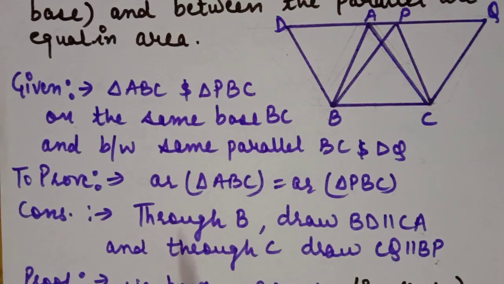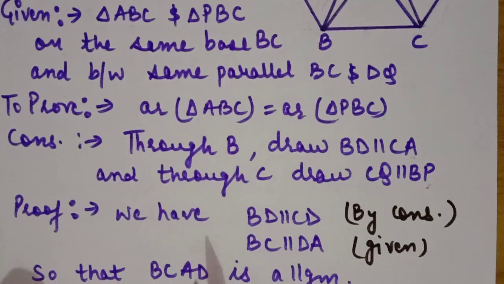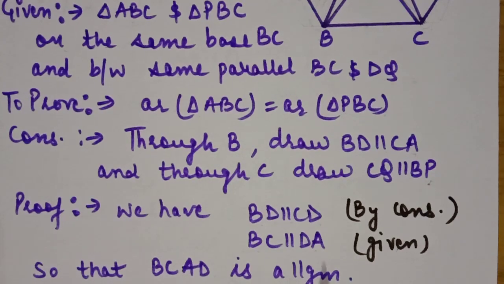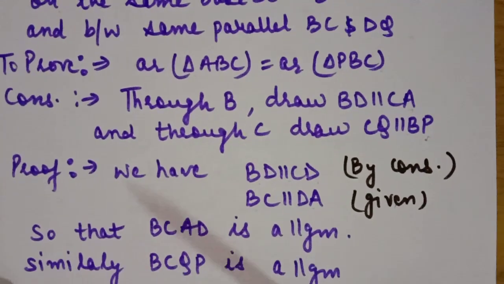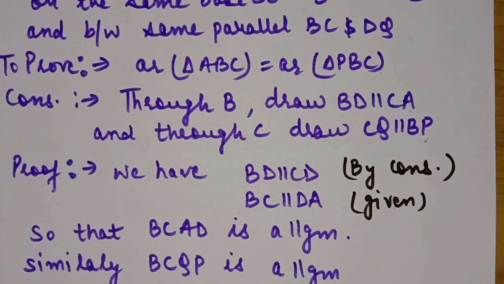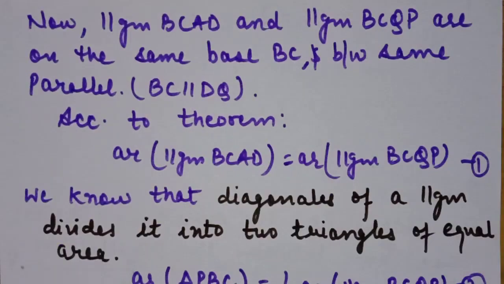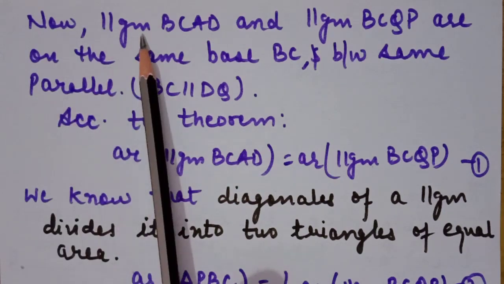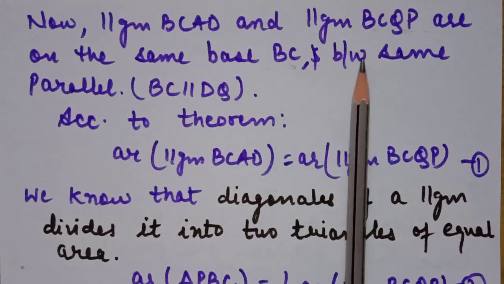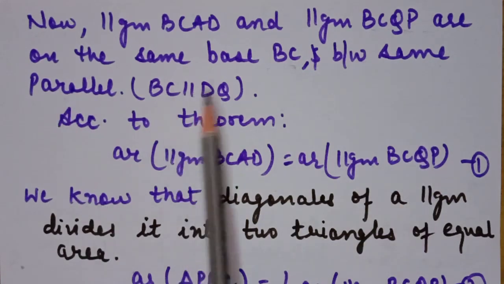So students, proof. We have BD parallel to CA by construction and BC parallel to DA given. So BCAD is a parallelogram. I already explained to you how they both become parallelograms. Similarly, BCQP is a parallelogram. So students, now parallelogram BCAD and parallelogram BCQP are on the same base BC and they lie between the same parallels BC and DQ.